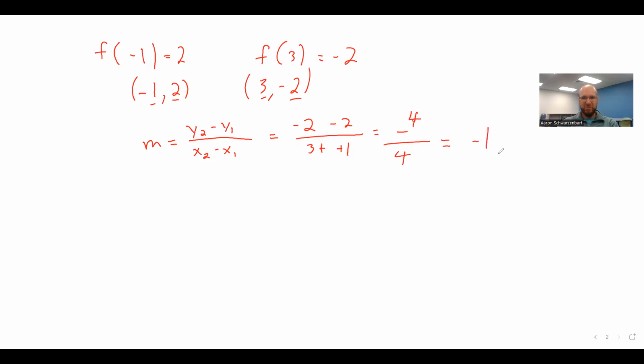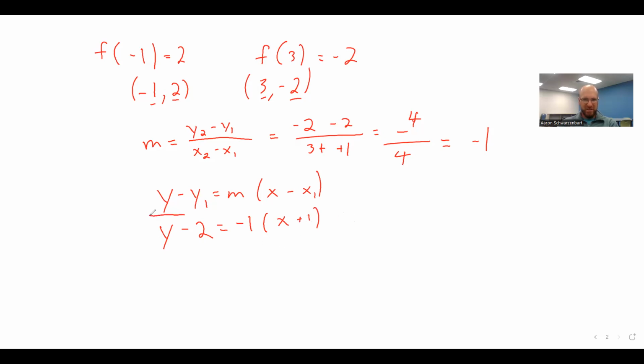Which can reduce to -1. Oh, what a nice, easy slope. I like to use the point-slope form here to write my equation. I'll pick, say, the first point. y minus, the y coordinate is 2, equals -1 times x plus 1. So it's minus -1 becomes the +1.